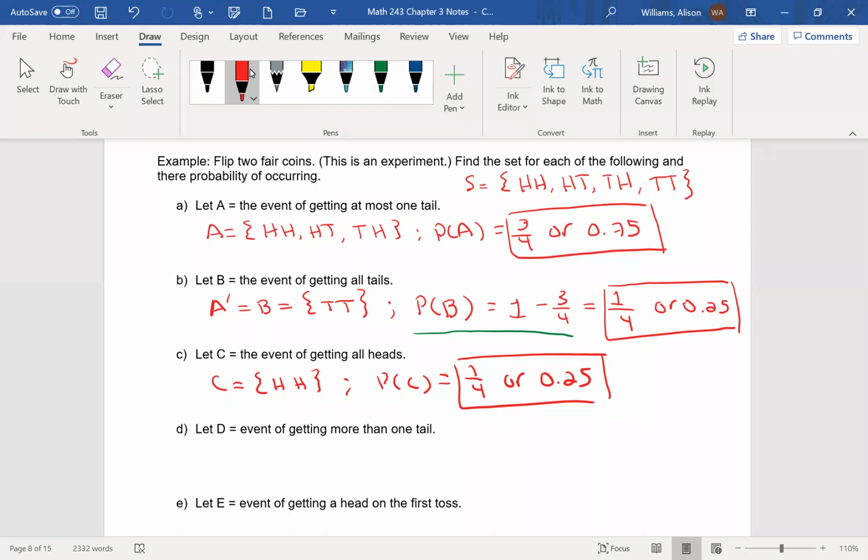But on part D, the event of getting more than one tail, let's see. Well, if it's getting more than one tail, that sounds like it has to be two tails. So actually, D is the same thing as B. Interesting, right? The way it's worded. So B is worded that you get all tails, and since we're talking about these two outcomes, D also works for that, getting more than one tail. So D and B are actually equivalent in that sense, though the wording was different. So it would be 1/4 or 0.25.